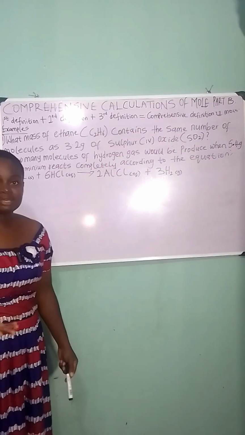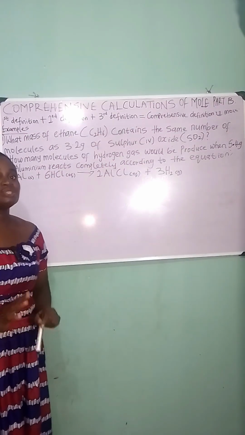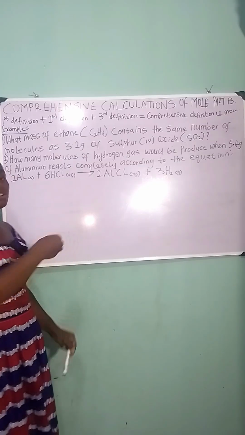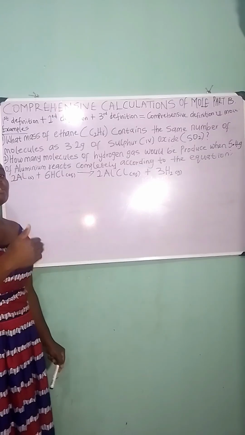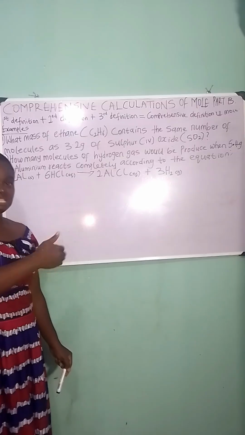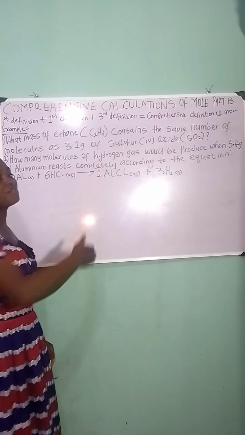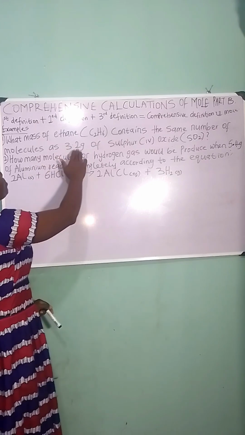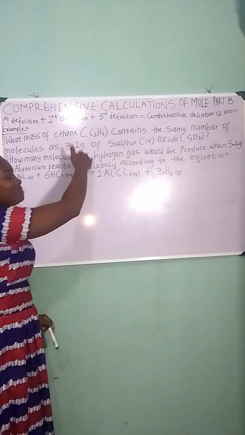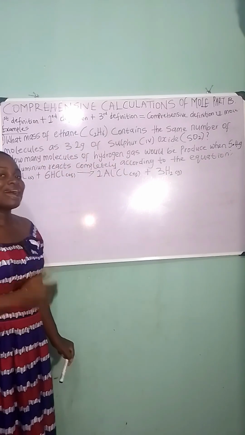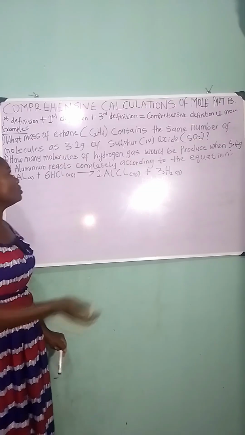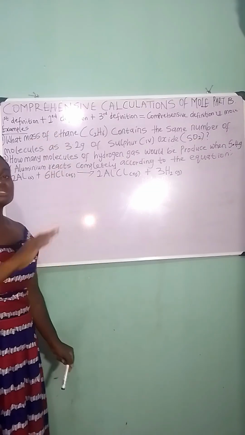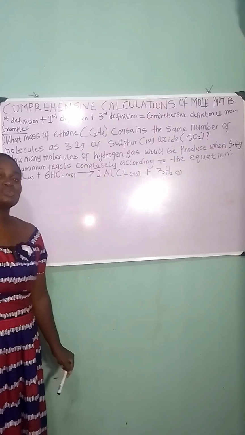What mass of ethane? They are asking you. They did not give you the mass of ethane, which has the same number of molecules. It means that the number of moles of ethane and the one of sulfur 4 oxide is the same. Now, as 3.2 grams of sulfur, that means the mass of the sulfur that has the same number of moles with that of ethane. So we'll start from simple to complex, from known to the unknown.